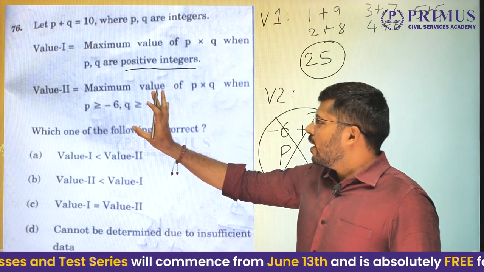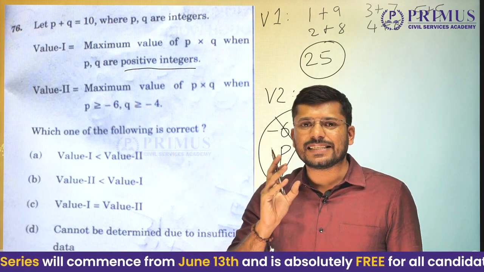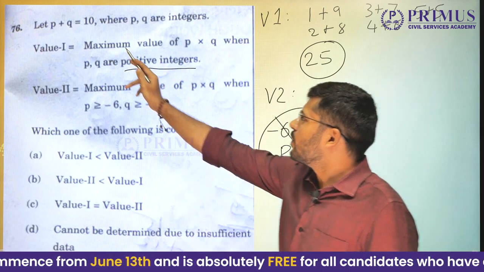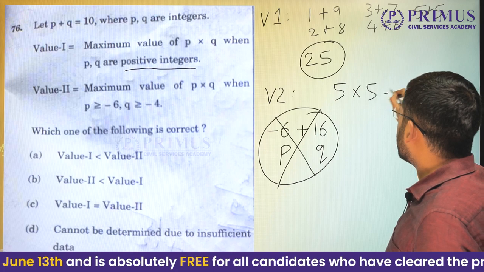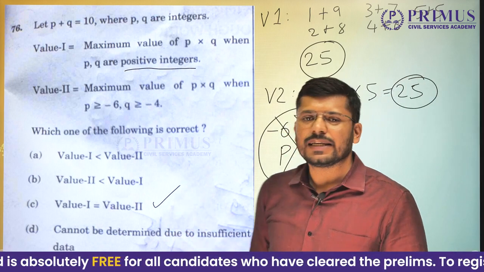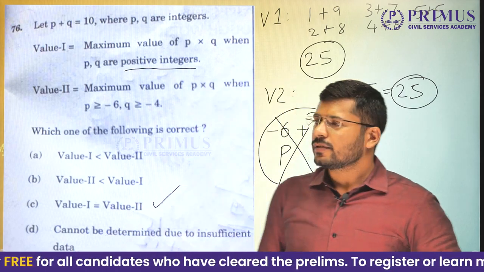If you take both of them to be negative, the maximum value that you can get is again only 24. If you take both of them positive such that their sum is 10, again you will end up with 5 into 5 is equal to 25. So, the answer will be option C. Okay. We will go next.